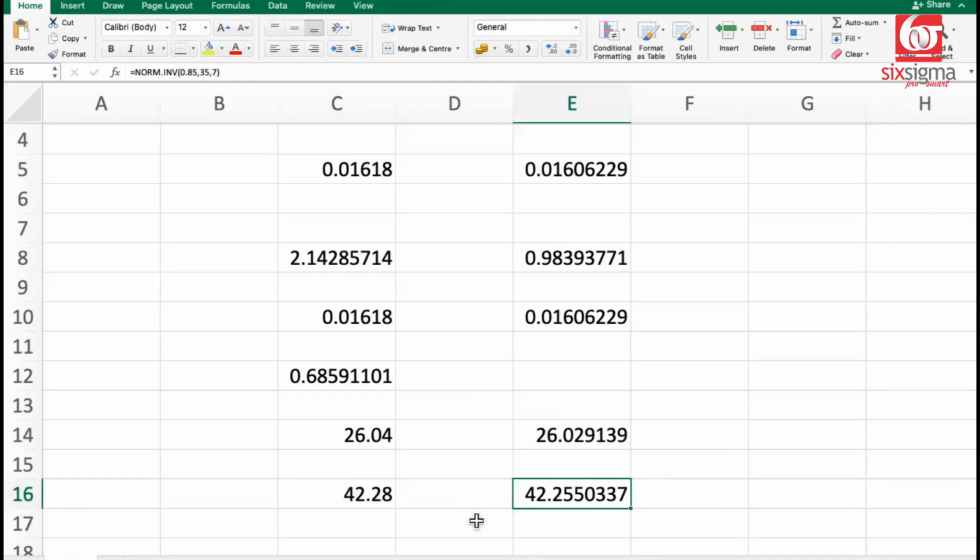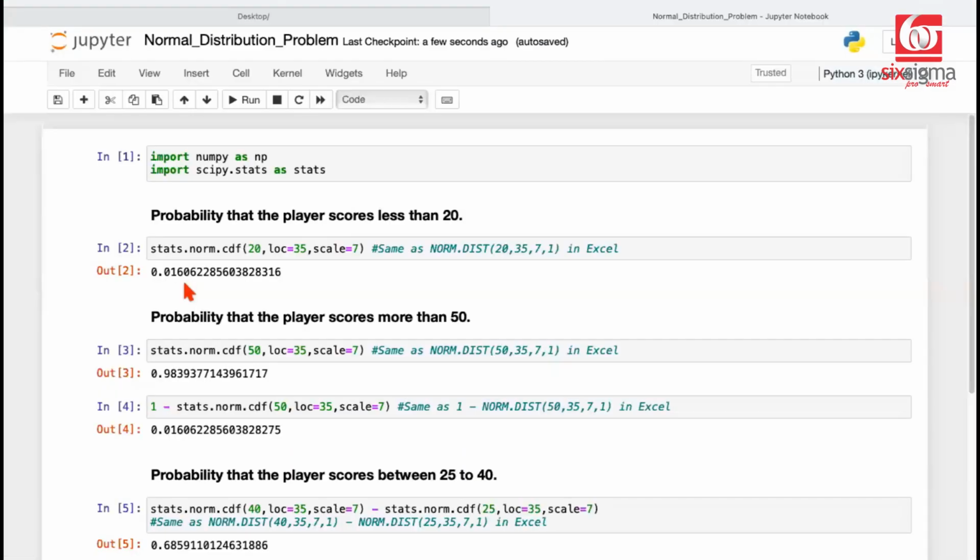I know some of you who are watching this video must be learning data science. You may have started working on Python by now. Let me quickly show you how these problems are solved using Python. So in Python, you have a library called scipy, which has a module called stats, and that's what you're going to use to solve these problems.